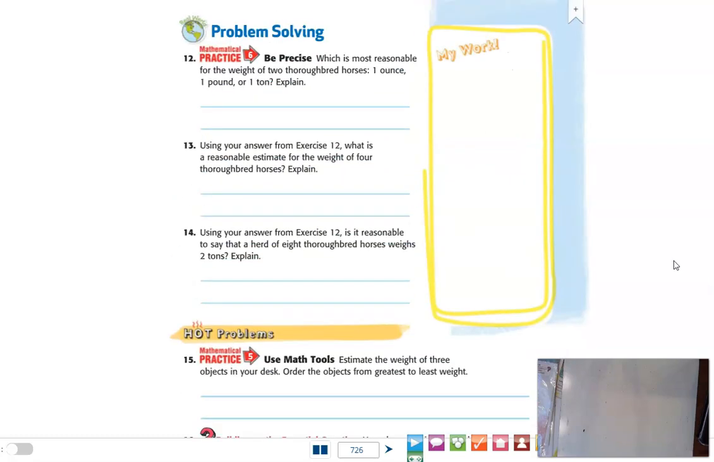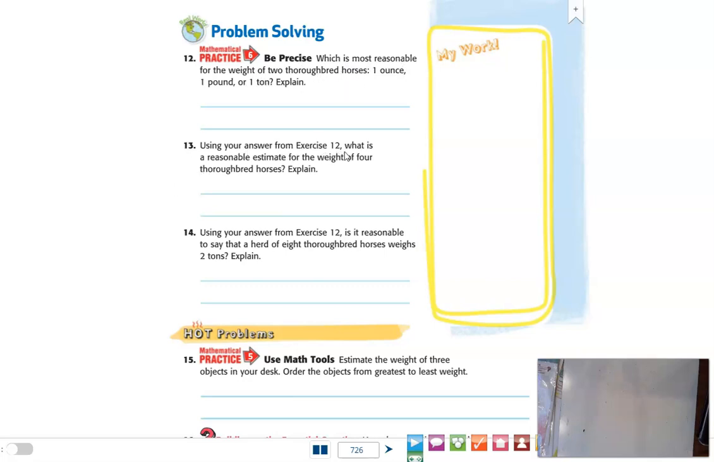Do that. Word problems. Which is more reasonable for the weight of 2 thoroughbred horses? So, real animals. Real horses are probably going to weigh more than an ounce. If we're thinking about a pound as a shoe, horses are going to weigh a bit more than that. 1 car, or probably the most reasonable for the weight of 2 horses.